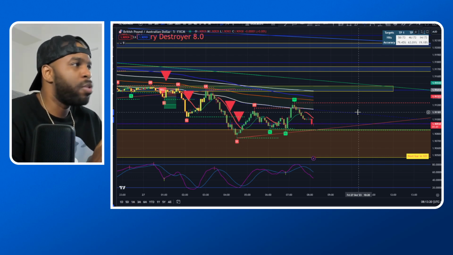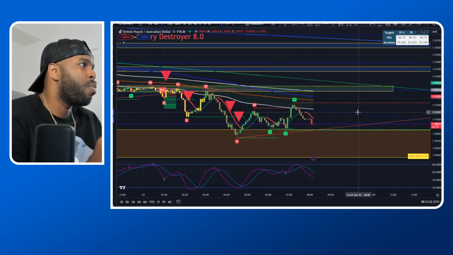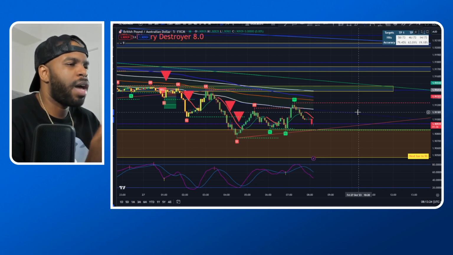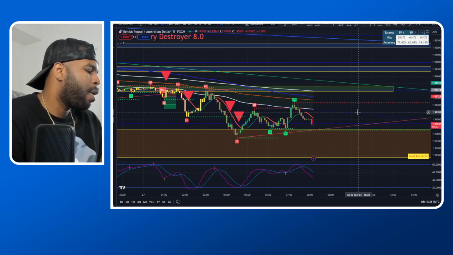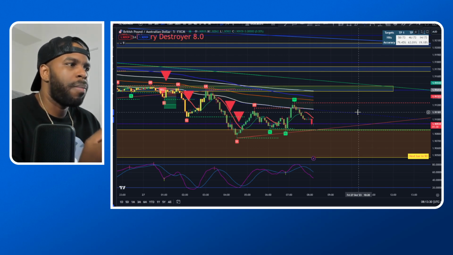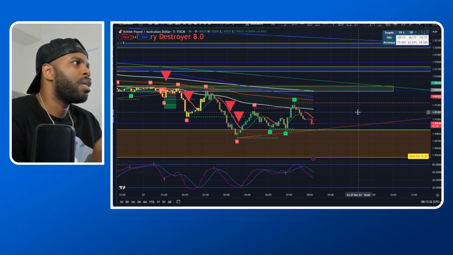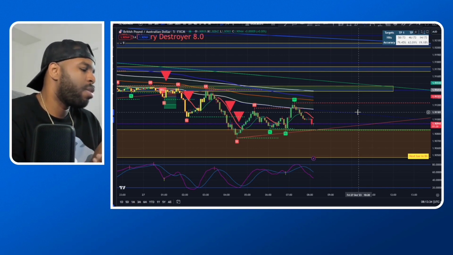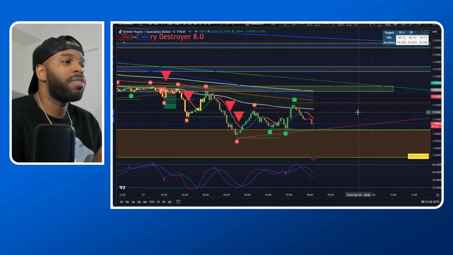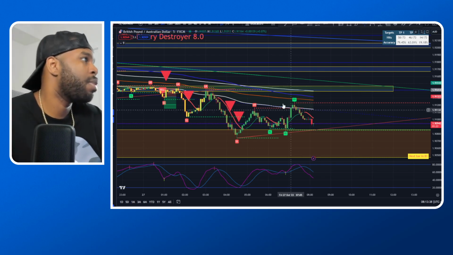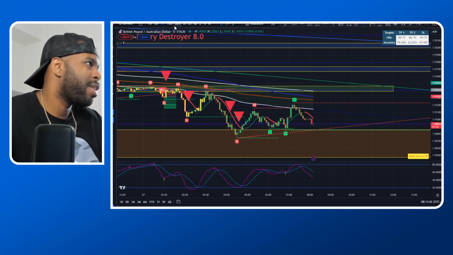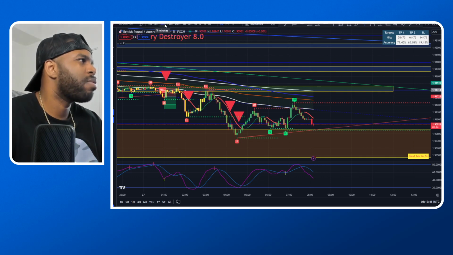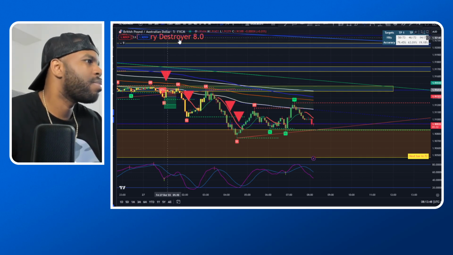I'm using it on the 5 minute. You can use it on any time frame you want. Of course, if you use it on the higher time frames, the less trades you're gonna get in. But if you want to get into the amount of trades that I'm getting in, then the 5 minute or the 1 minute. If you have it on the 1 minute, then you're definitely going to be getting in so many trades. But I got it on the 5 minute. That's how I utilize it.